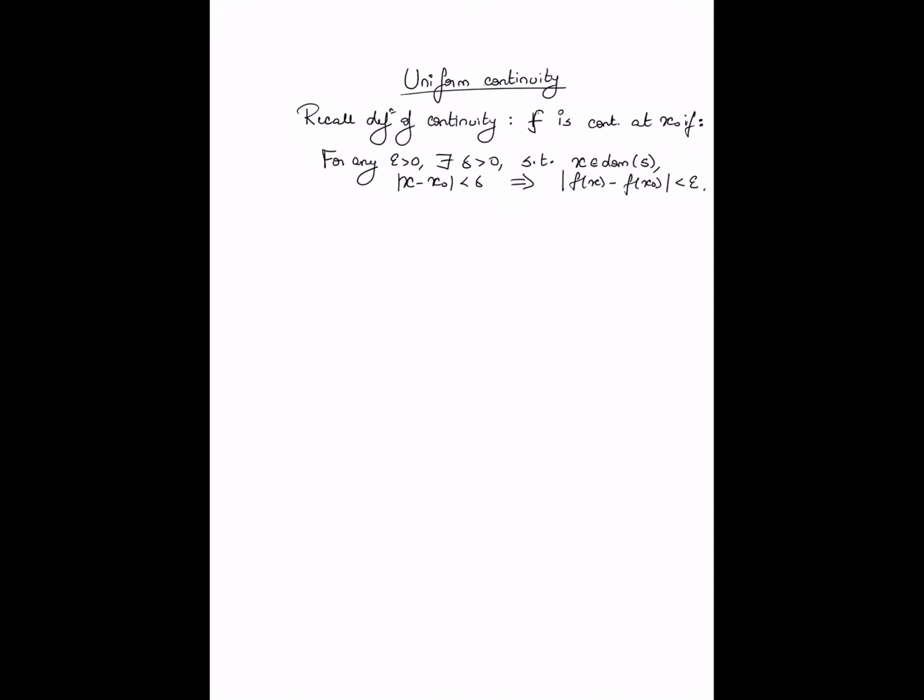We say that a function f is continuous at some point x0 within its domain if the following condition is satisfied, right? Namely, that for any epsilon greater than 0, I can come up with a delta such that for all x which is within a delta distance of x0, the distance between the function values at x and x0 is going to be within epsilon.